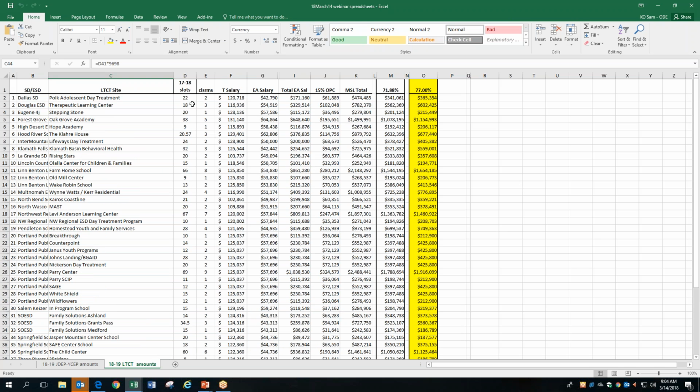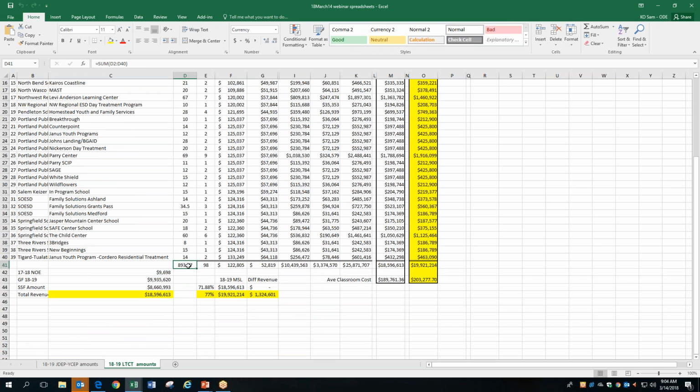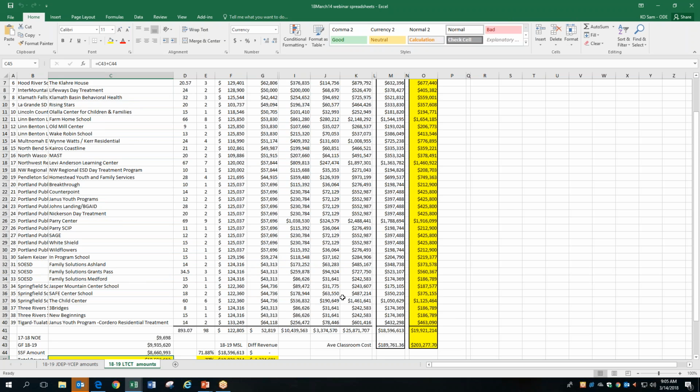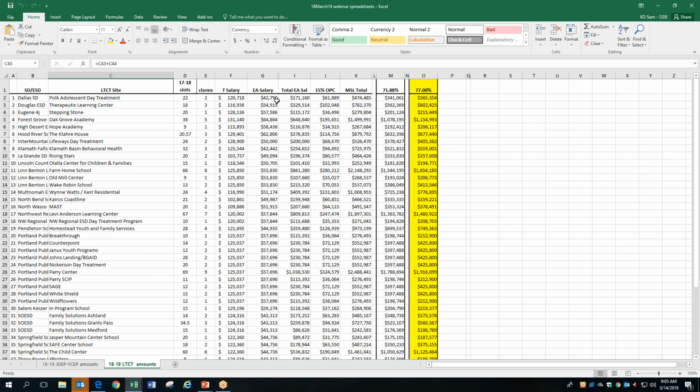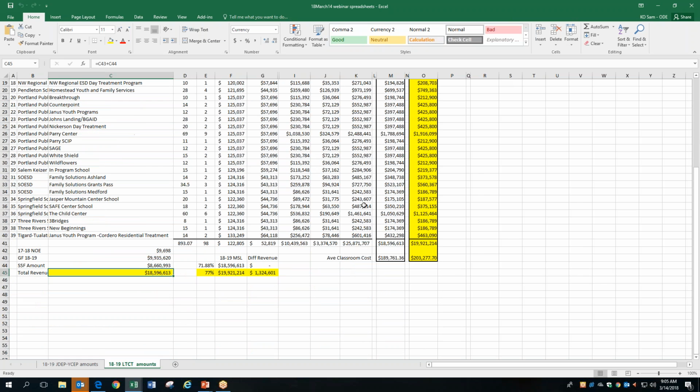So this is the spreadsheet, slot count. It totals up times the NOE amount, and that's how we get our state school fund amount. This is our general fund amount, so our revenue is 18 million, 18.5. Now, based on everyone's teacher salary, A salary to 15%, 100% of the MSL total is 25 million, if we funded everybody at our revenue amount.